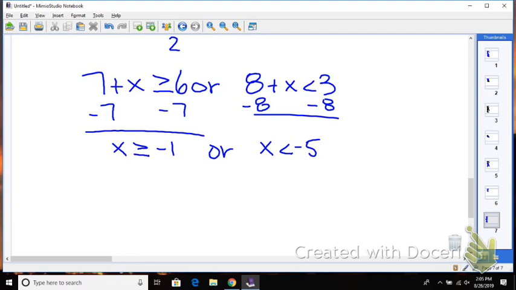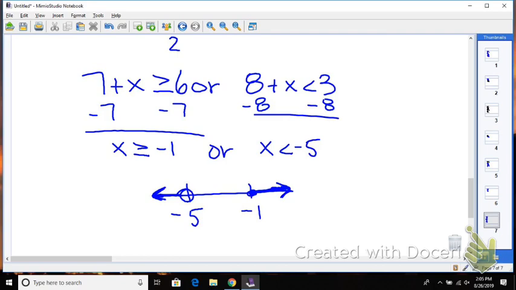Okay, I get x is greater than or equal to negative 1, or x is less than negative 5. Do you agree with me? Okay, so when we graph this, here's negative 5, here's negative 1. X is greater than or equal to negative 1. Is that going to be an open or a closed dot? Closed. So it goes this way. And x is less than negative 5 would be an open dot, and it goes this way. So that's an example of an or going 2 different directions.